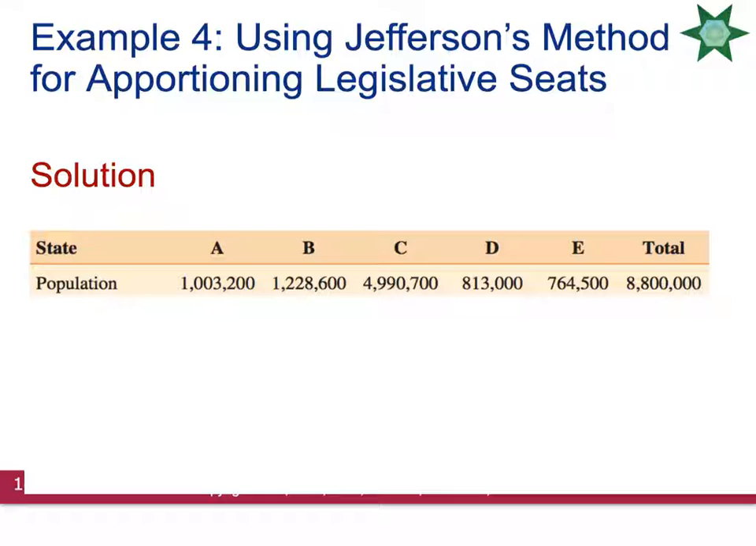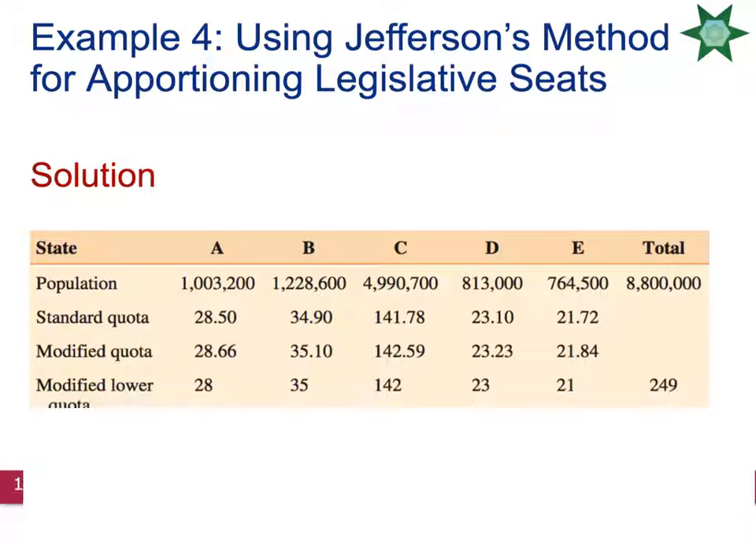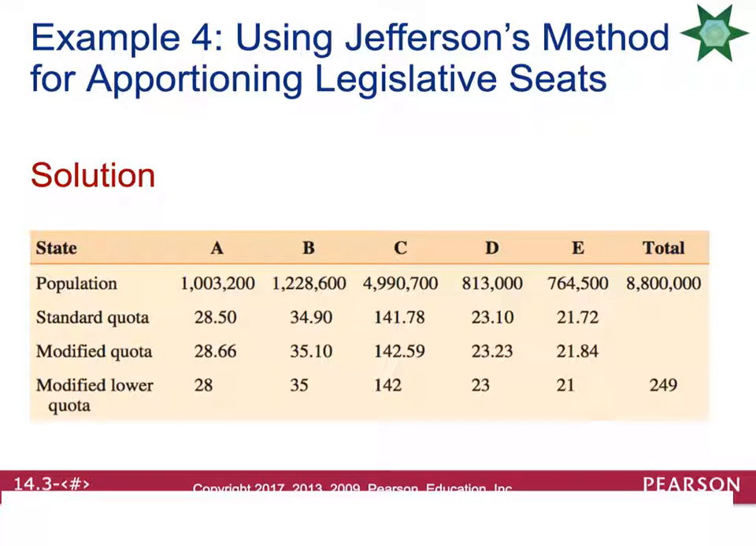The first column shows what would happen if you divide by your standard divisor, the 35,200. Then I went through and divided by the modified divisor, 35,000. Then I used the lower boundary. So I took my 26.88 down to 26, 35.1 down to 35, 142.59 down to 142, 23.23 down to 23, 21.84 down to 21.